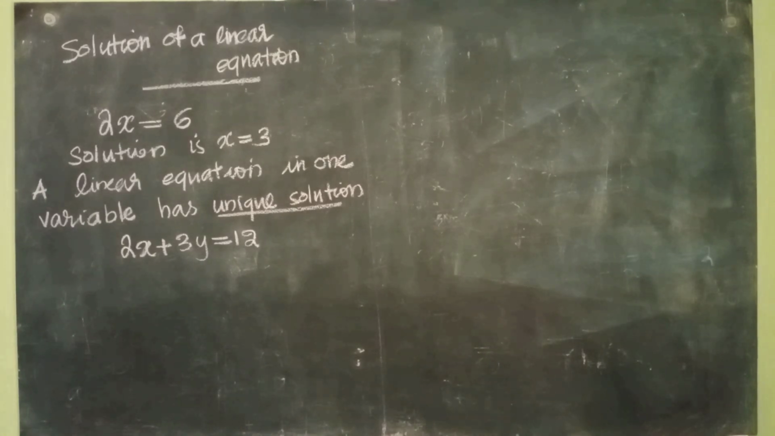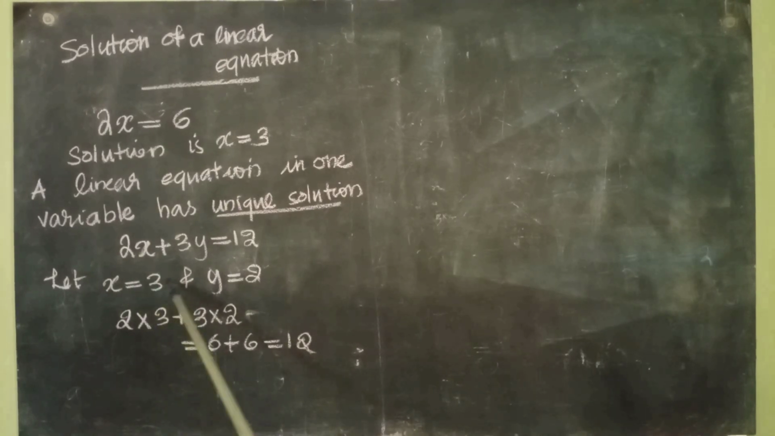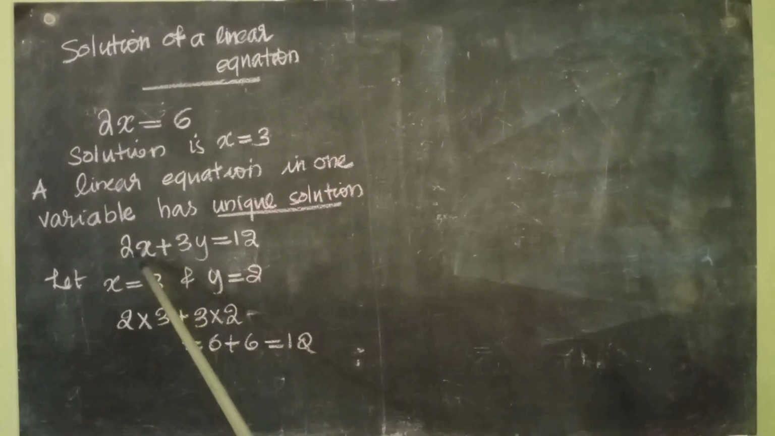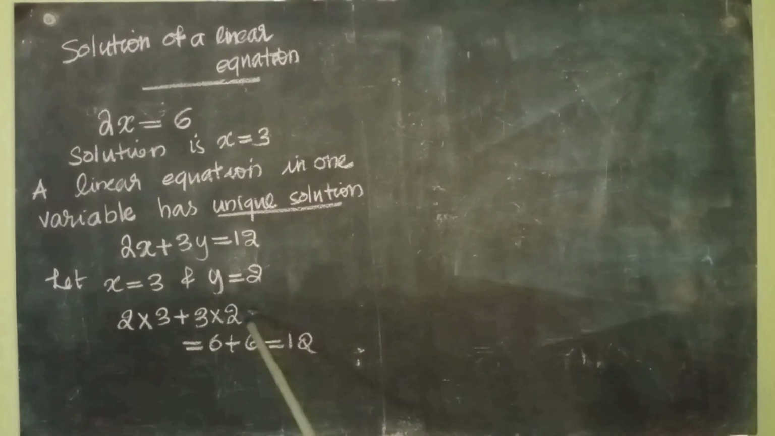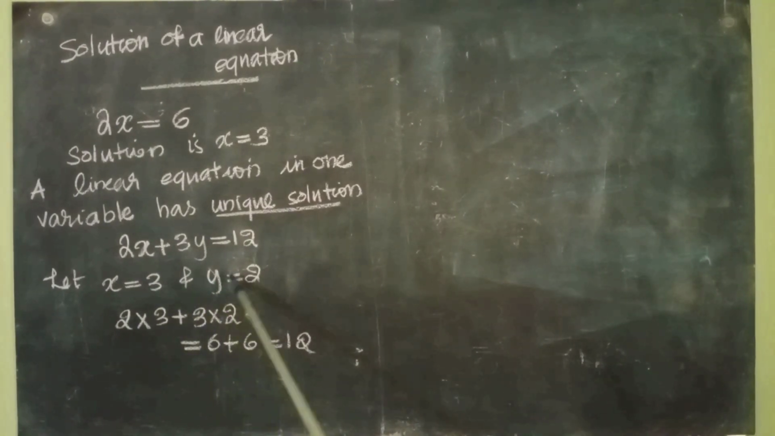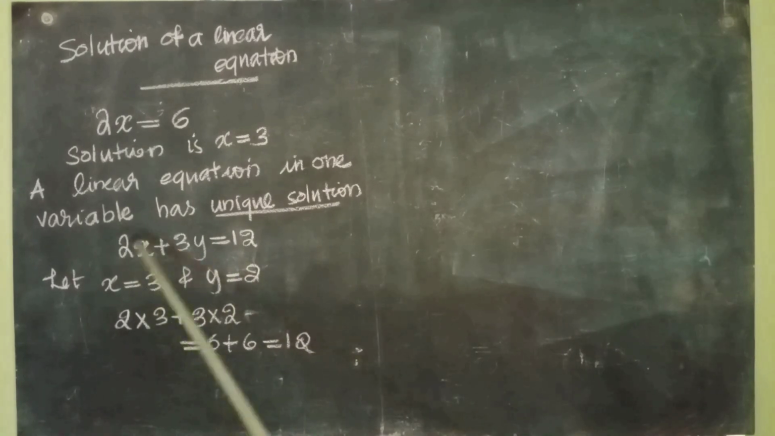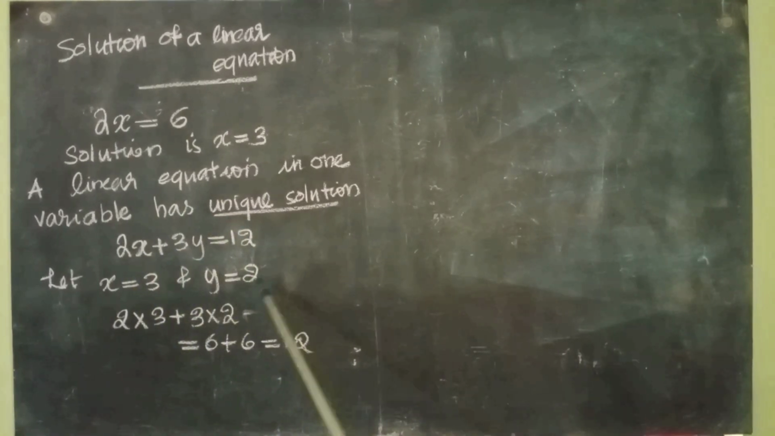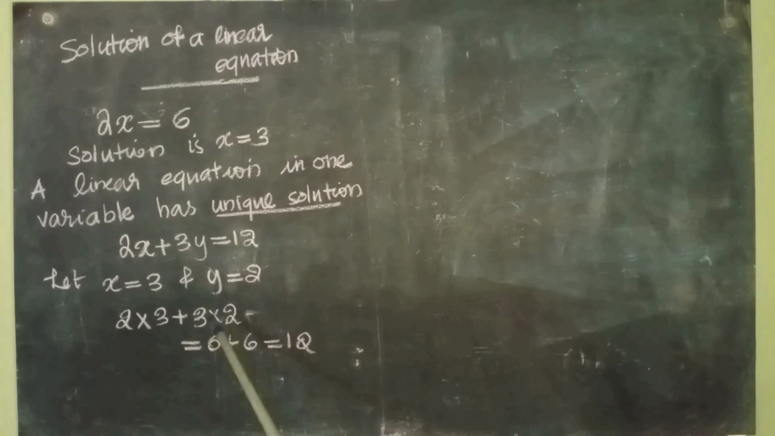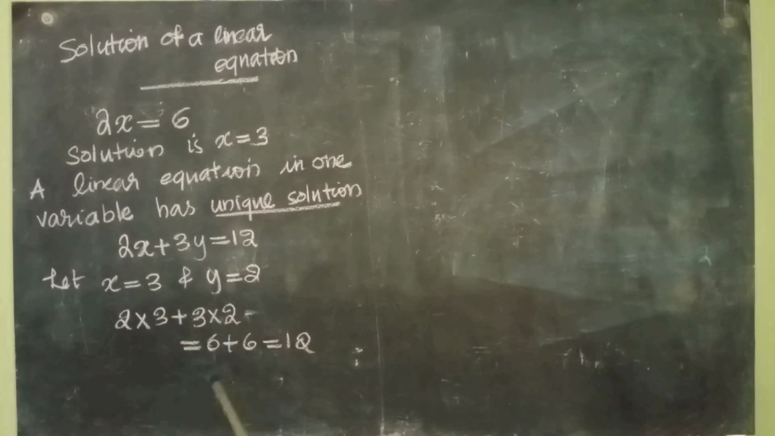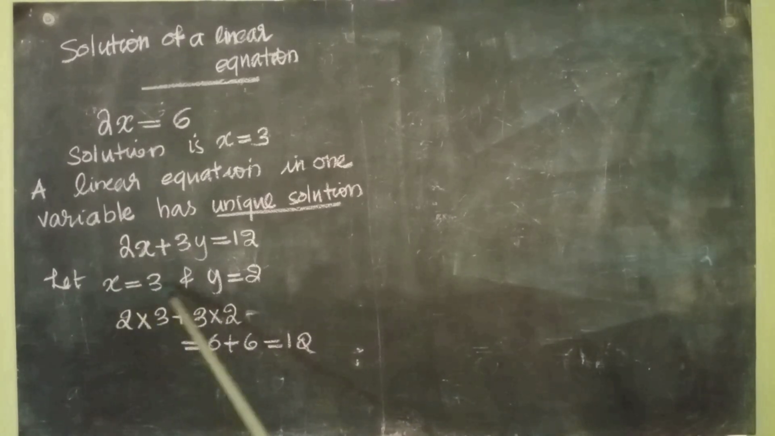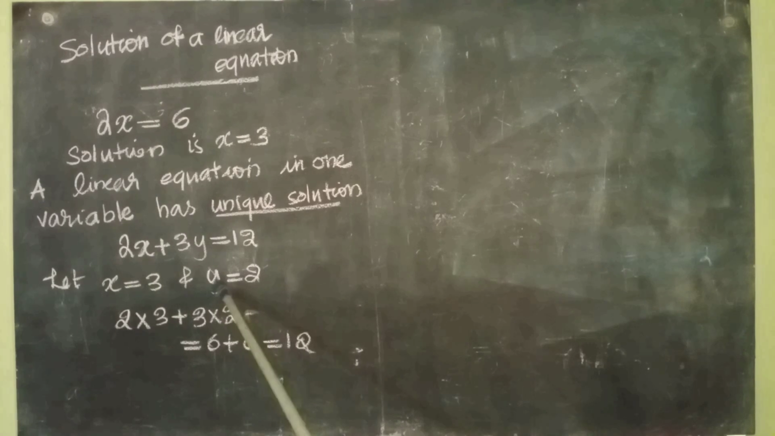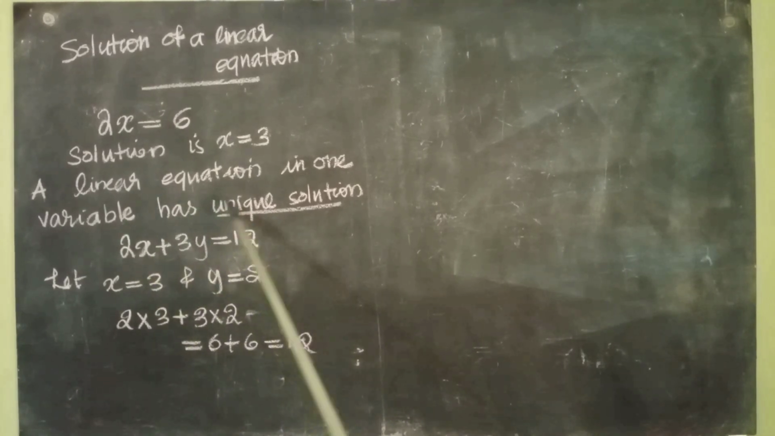Let us try. Let us give x equal to 3 and y equal to 2 in this equation. So we get 2 into 3 plus 3 into 2, that is equal to 6 plus 6 equal to 12. So if we give x equal to 3 and y equal to 2, the equation is true. So what is the solution of a linear equation in two variables? It is the pair of values, one value for x and the other value for y, satisfying the equation.